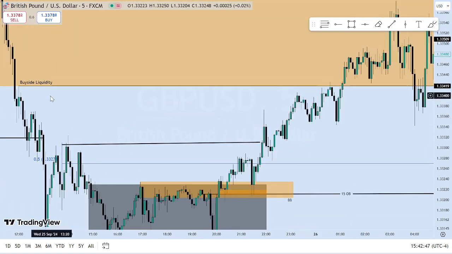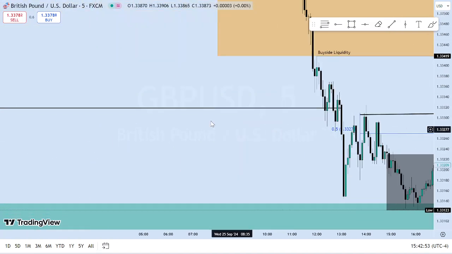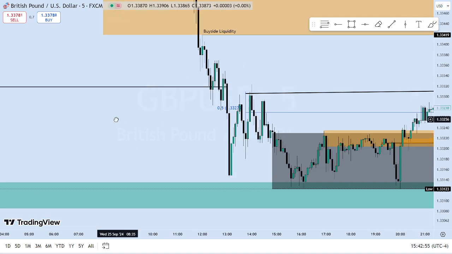You can see here we traded and sought the high, the opposing liquidity, because we took out this liquidity here in 1 hour. So here in five minutes.